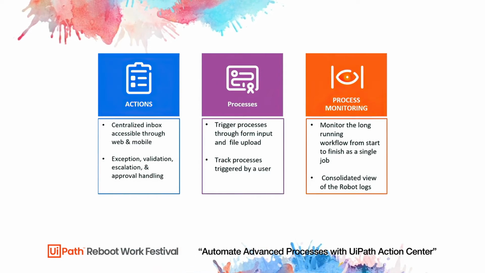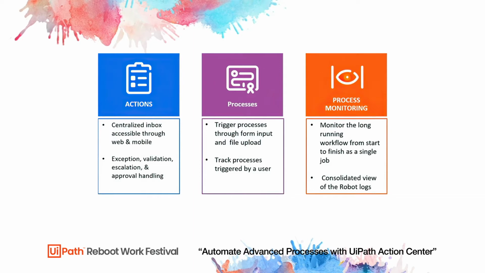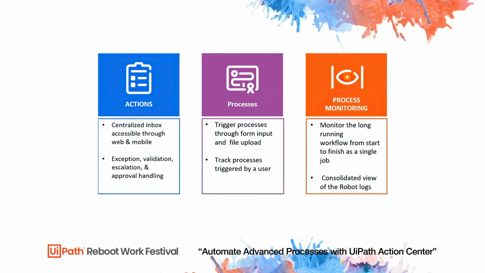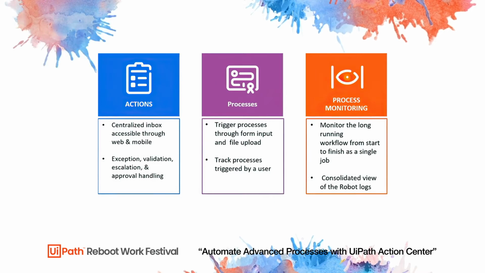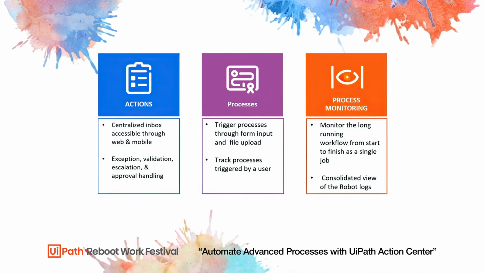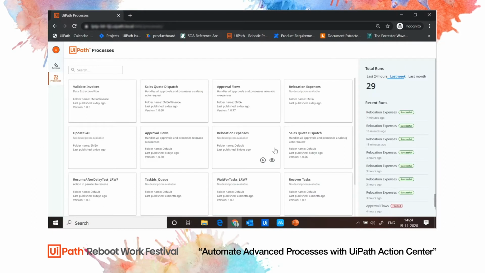UiPath platform. RPA developers or process experts can build long-running workflows orchestrating human actions and robot tasks using Persistence Activity Pack from UiPath Studio to automate scenarios that involve humans to assist robots in case of validations, approvals, or exceptions. Now let's look at how different user personas interface with UiPath Action Center.